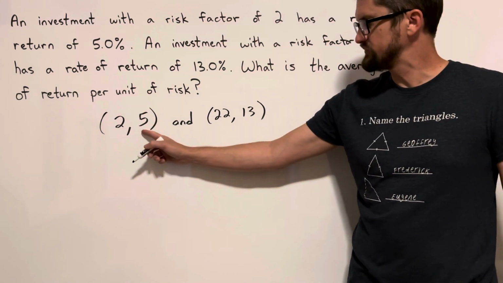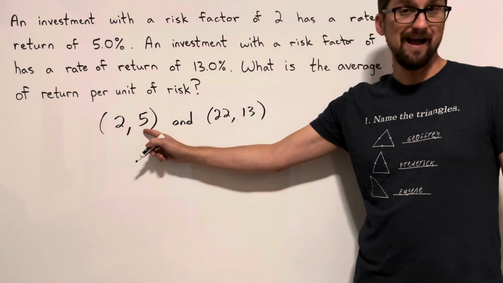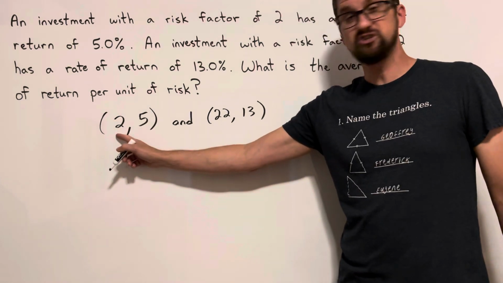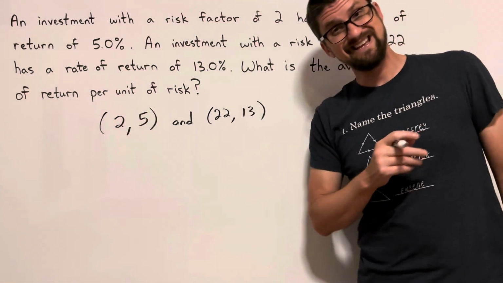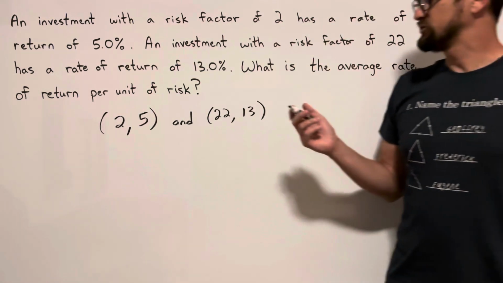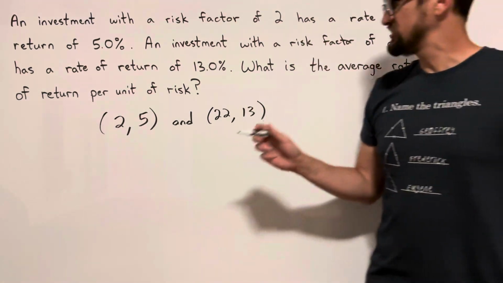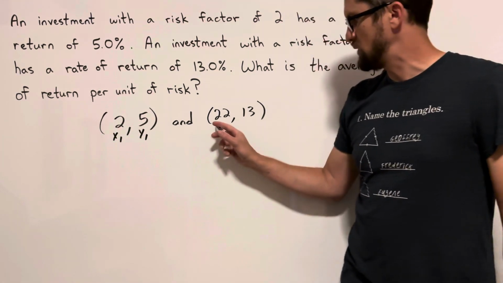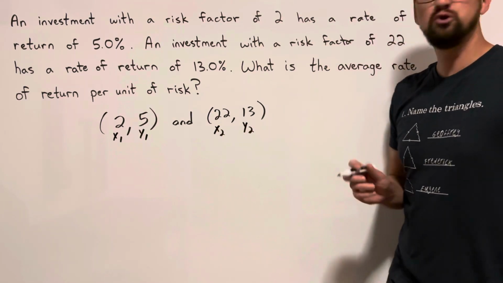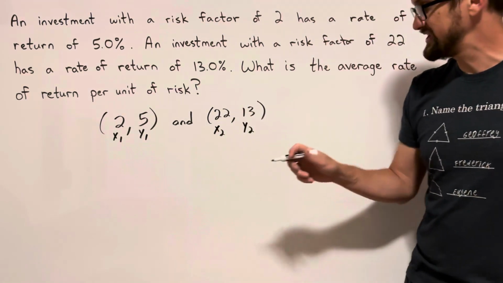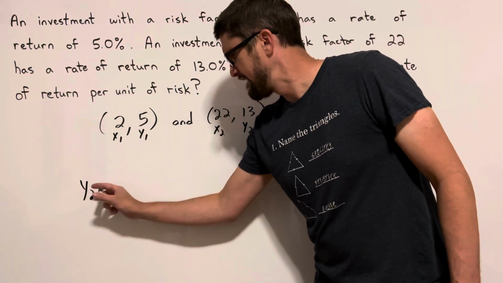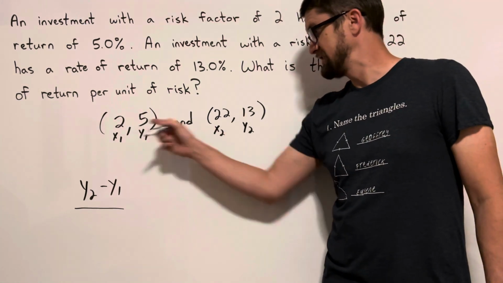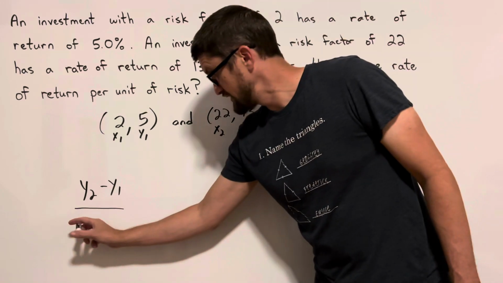The return rate changes from 5% to 13%. That's a change of 8%. And then the risk factor is changing from 2 to 22. That's a change of 20. So for the average rate of change in this situation, if you think of these as x1, y1, and x2, y2, you're going to do the change in the rate of return in the numerator and the change in the risk factor in the denominator.